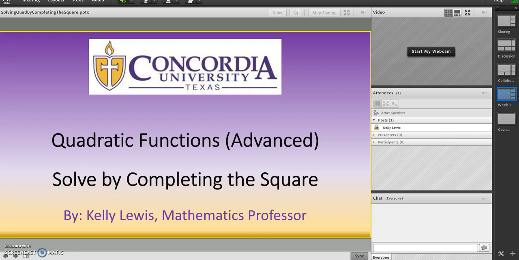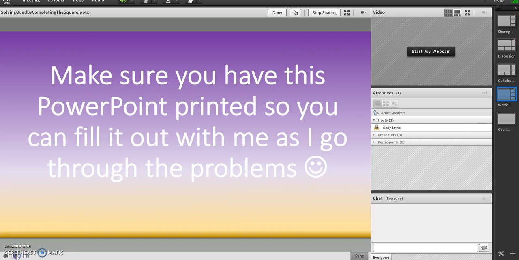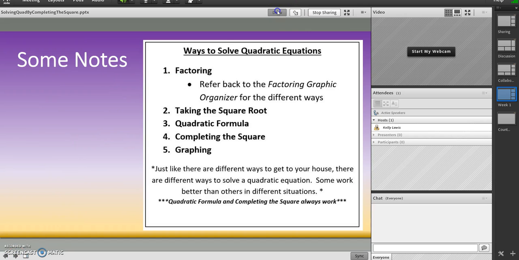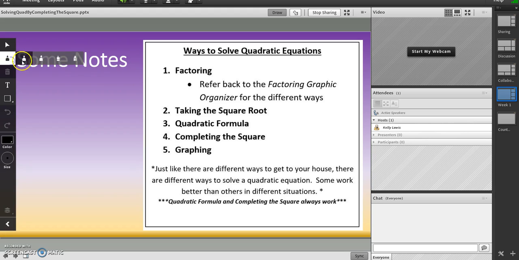All right, hey everybody. So now we're going to do solving quadratic functions by completing the square. We have done factoring, we've done taking the square root, we've done quadratic formula, and now we're going to do completing the square. Quadratic formula and completing the square both have several steps. Completing the square is hands down the longest, has the most steps. But it always works.